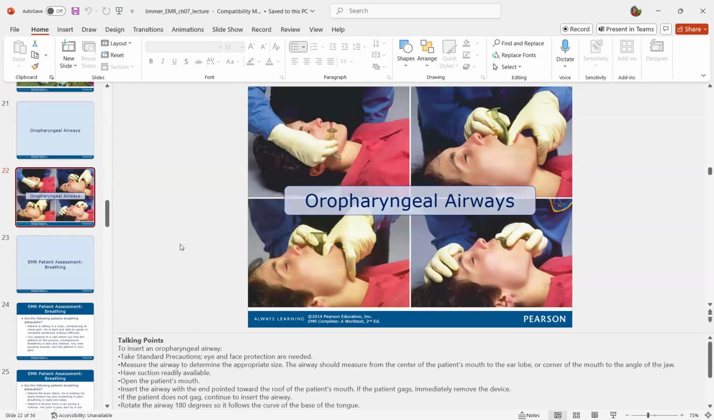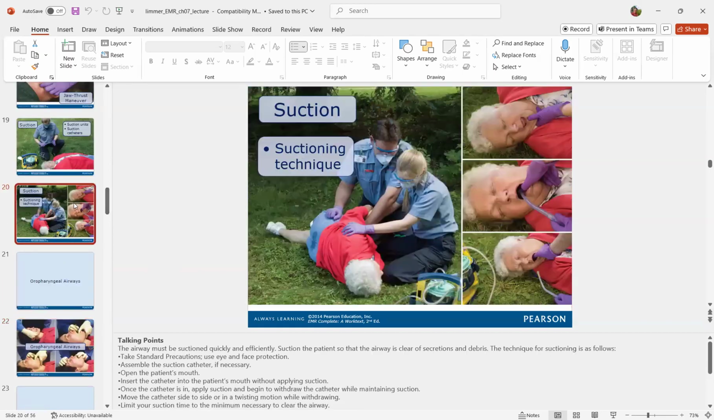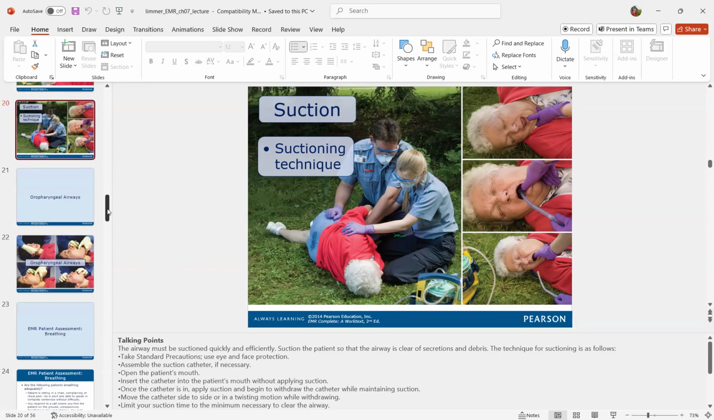Again, standard precautions, eye and face shield protection. We're going to measure. Anything we put in people, we need to measure. Suction, you are going to be putting that in their mouth, and you can measure that. I suggest to my students that you're not just jamming this in people's mouths, right? You're watching where the tip is. You're not putting it down their throat. As long as you can see the tip of it, you're fine. But when it comes to airways, you're not going to be able to do that.